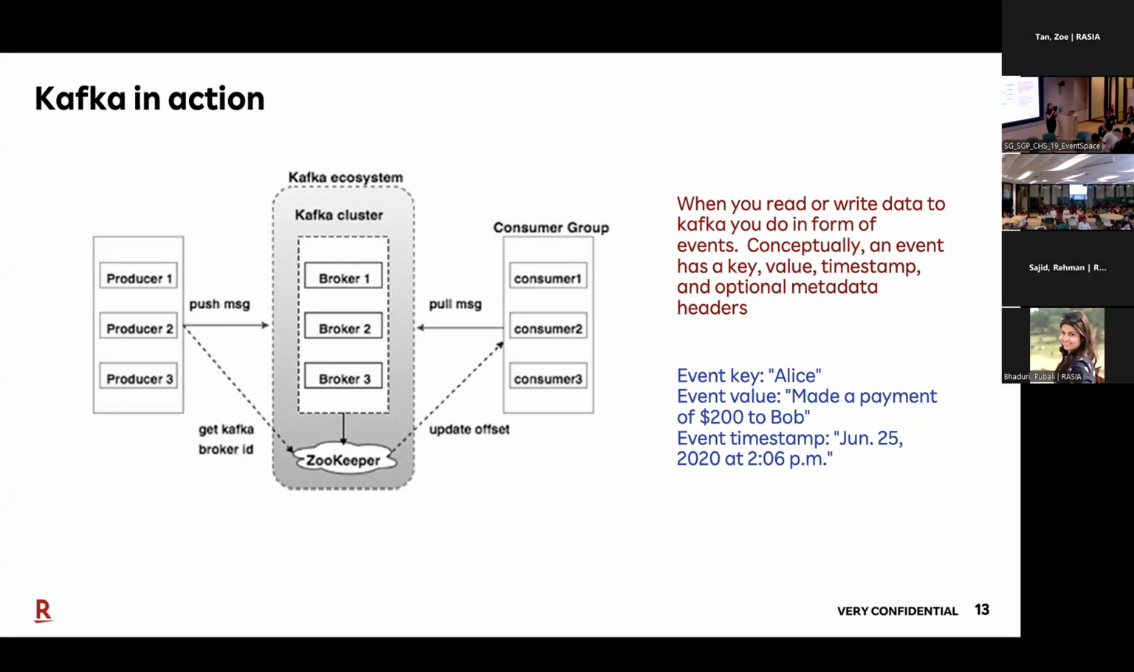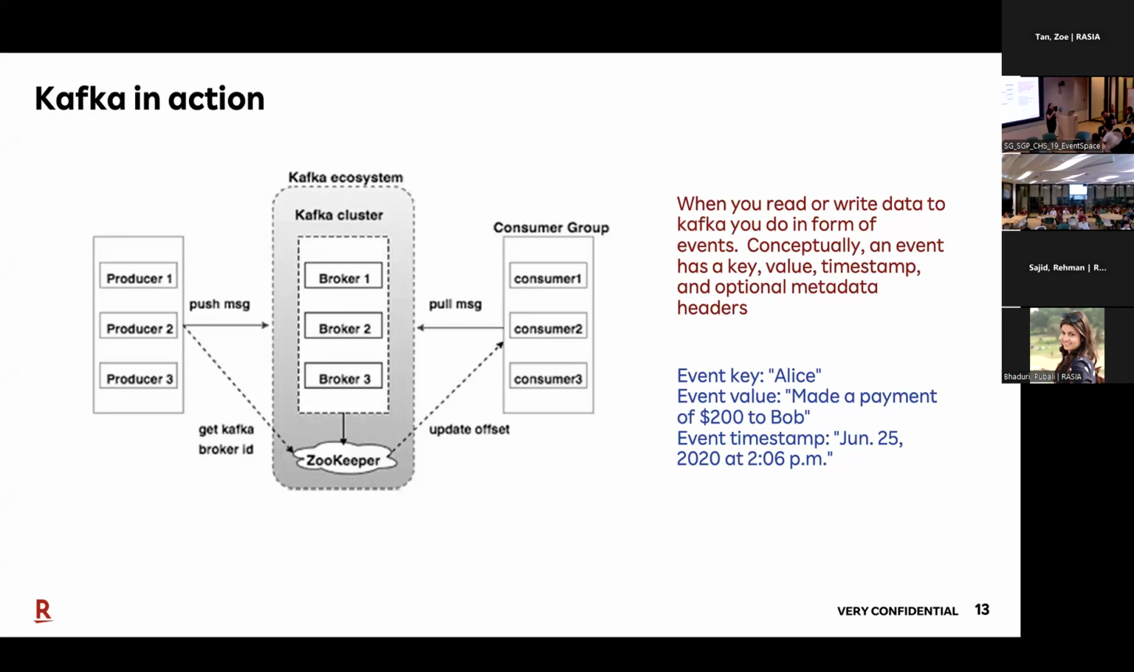When you read or write data to Kafka, you treat it as an event. So here is an example where Alice has transferred Bob some dollars, and there is the event timestamp when it happened. When it's being published to Kafka, there are three important fields: key, value, and event timestamp. The key is Alice here. She made some transaction to Bob, that would be the value, and then the event timestamp when the transaction occurred.